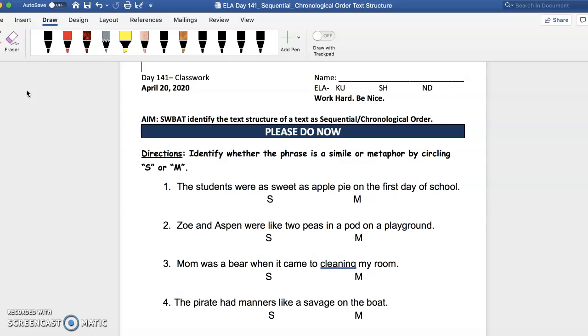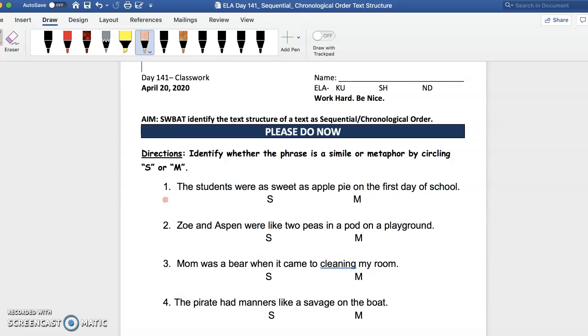So you want to make sure that you are watching the videos every single day. You can't do the exit ticket without watching the videos, okay? So let's go ahead and get started. This is a time where if you have not completed your PDN, you want to go ahead and do that now. If you have completed your PDN already, then we can go ahead and get started.